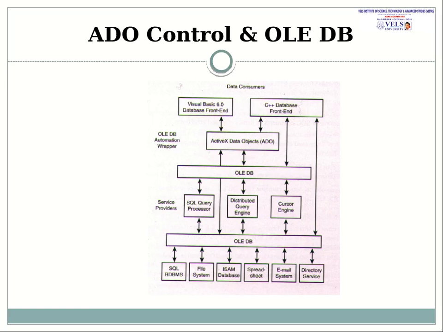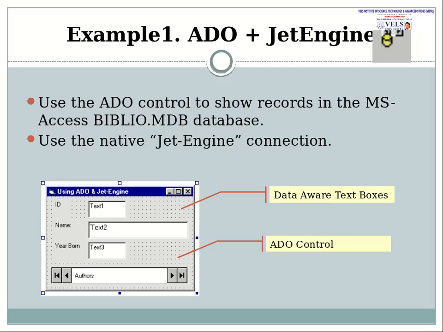If you want to retrieve data from that particular application into your VB, the data consumers are the front end applications, Visual Basic 6.0 and C++ database front ends. So you can directly retrieve from, for example, a spreadsheet program into your VB form with the help of OLE DB. We have discussed 2 example programs in ADO controls: one is ADO control with the Jet engine, and another is ODBC connections.